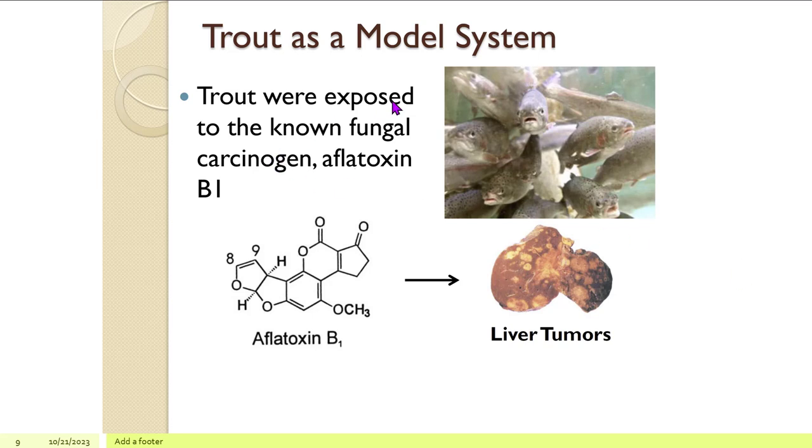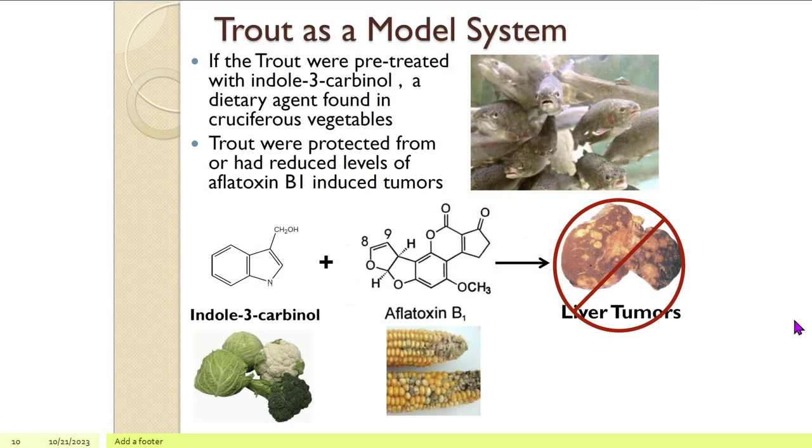When trout are exposed to the aflatoxin B1 that we were talking about on the other slide, they will actually develop liver tumors. So this is their cancer model. What they did is pre-treat some of the trout with indole-3 carbinol, the compound that comes from cruciferous vegetables like broccoli and cabbage.